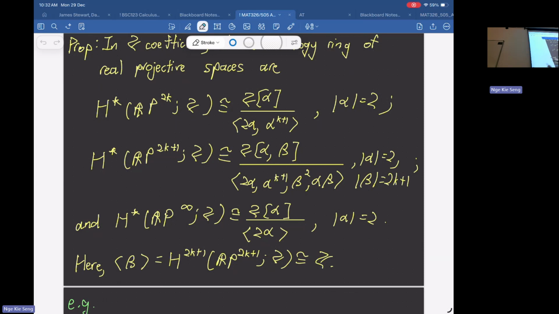Okay, so you can see that you will be quotient by 2 alpha, because previously this 2 alpha disappeared due to the mod 2. And then if you look at the odd version, you have an extra beta square and alpha beta. Okay, there are many more relations coming up. And then for RP infinity, you are just left with 2 alpha. So in Z, you have more relations coming up.